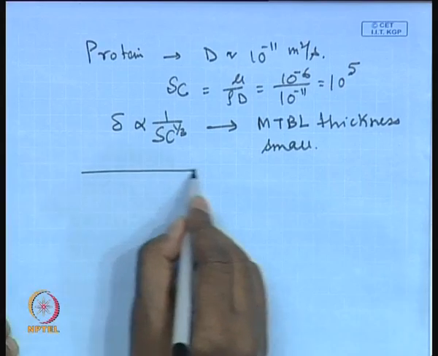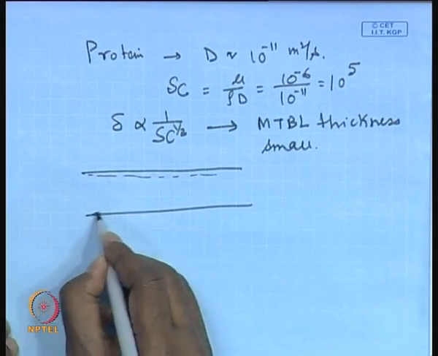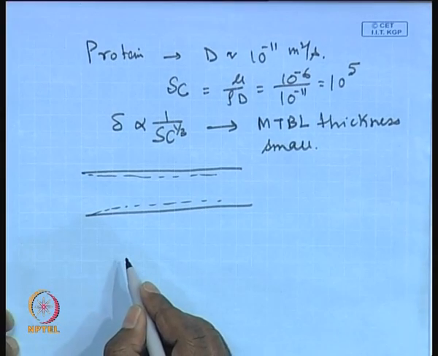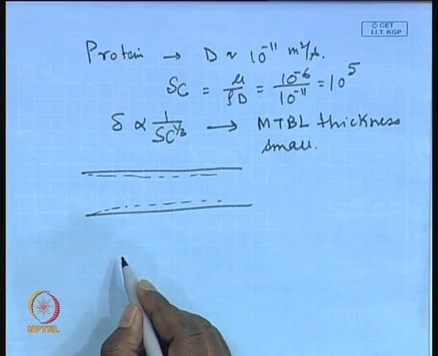That means, in the tube the mass transfer boundary layer will be extremely small compared to the radius of the tube. Our concentration is varying within that thin boundary layer, not outside. Outside, C is equal to C naught. Therefore, since the boundary layer thickness is pretty small, we can neglect the curvature effect.